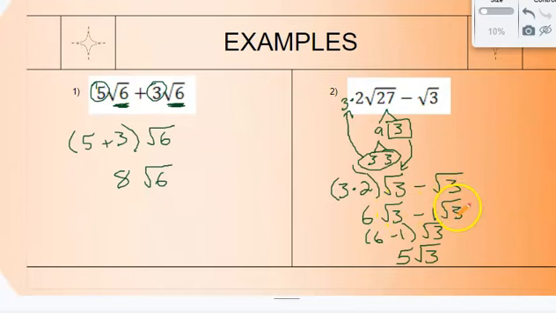Both of these have a square root of 3, and I just have to subtract, in this case, the numbers in front. 6 minus 1 goes in front. Square root of 3 goes at the end. 6 minus 1 is 5, and I have 5 square root 3 as my answer.